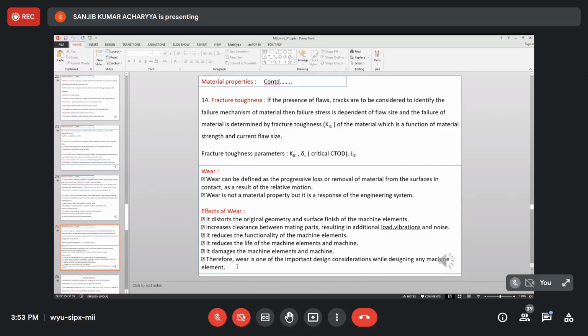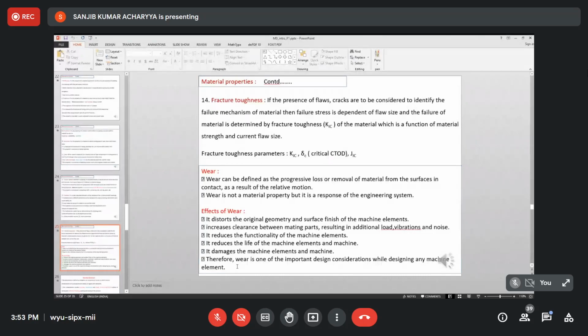And this fracture toughness for brittle material is measured by K1C, and for ductile material by delta C or J1C. These are the fracture parameters used for brittle and ductile material. For brittle material, it is K1C, the critical stress intensity factor, and for ductile material, it is delta C, critical CTOD, or J integral, critical J integral.